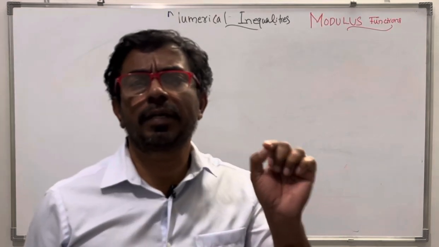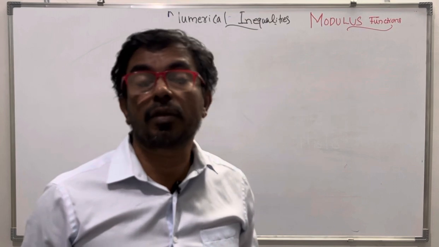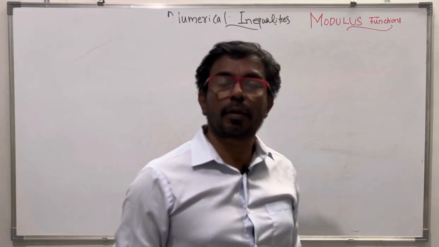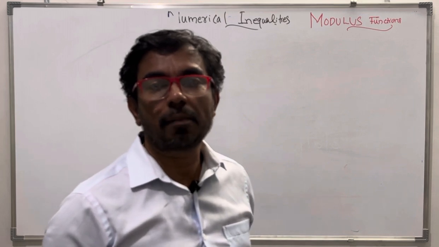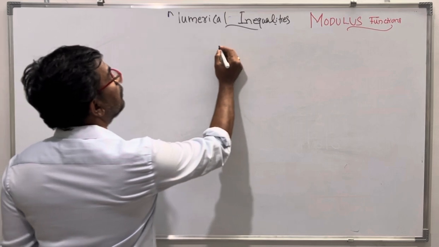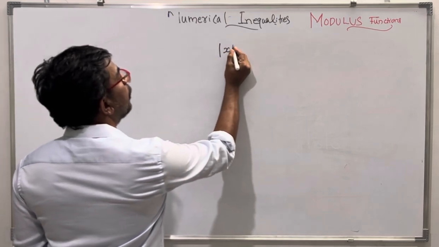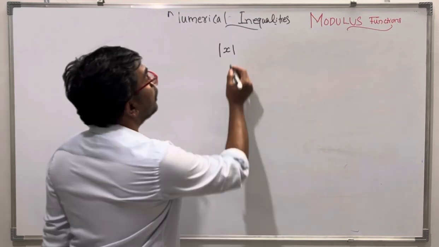In numerical inequalities, another thing that we need to understand is how to deal with the modulus functions. Okay, often children make mistakes in this area. It's okay. Let us see. Let me start with mod x. What do you mean by mod x? Or what is this absolute value sign? What is the purpose of this?